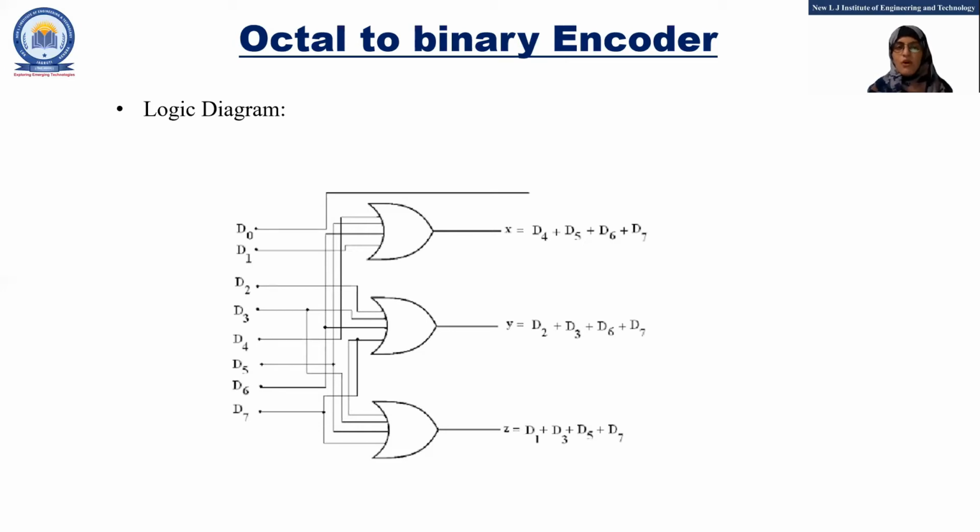This will accept octal code 0 to 7 and it will generate X, Y, Z, which is its output combination. So as per the equation, we have connected D4, D5, D6 and D7 into the first OR gate. In the second OR gate, we connected D2, D3, D6 and D7. And in the third OR gate, we connected D1, D3, D5 and D7. So this is the logic diagram of the octal to binary encoder.